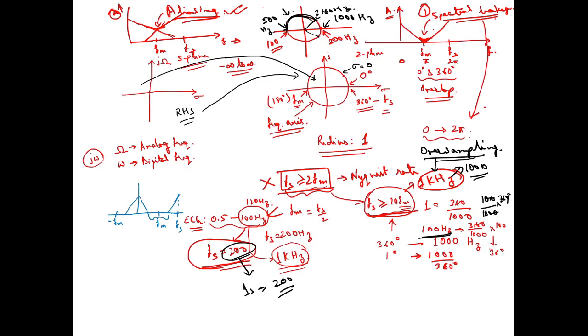So oversampling helps in preventing spectral leakage and also aliasing, because it is meeting the Nyquist criteria. Our Nyquist criteria says Fs is greater than or equal to 2 Fm, so it meets our Nyquist criteria. So it prevents both spectral leakage and aliasing, but the problem is that it generates a lot of data, which is not desirable.